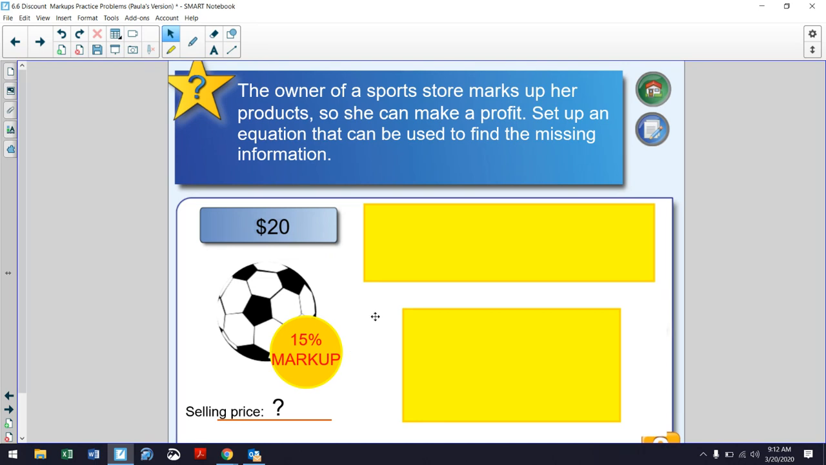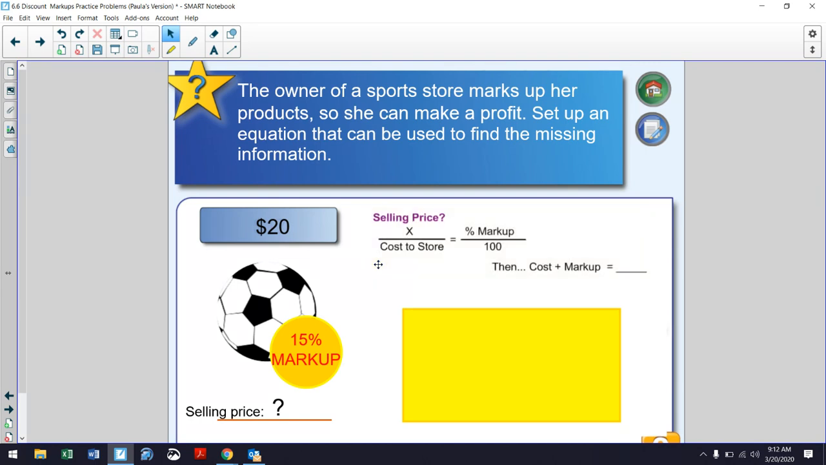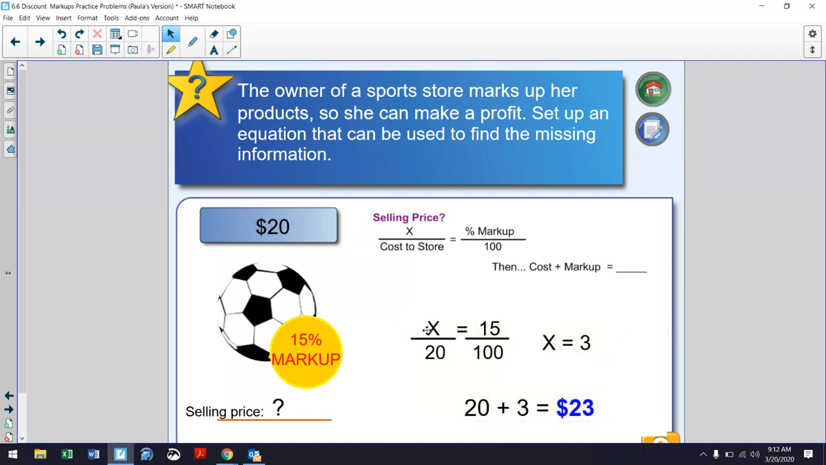So if you look at your cheat sheet of equations, you should see that this is the formula we're going to use for this. We want to find the selling price, and we're just going to plug in everything we know. So we know the markup is 15, so we put that over 100. We know the cost to store is 20, so X represents our selling price. We're going to use cross multiplying to solve.